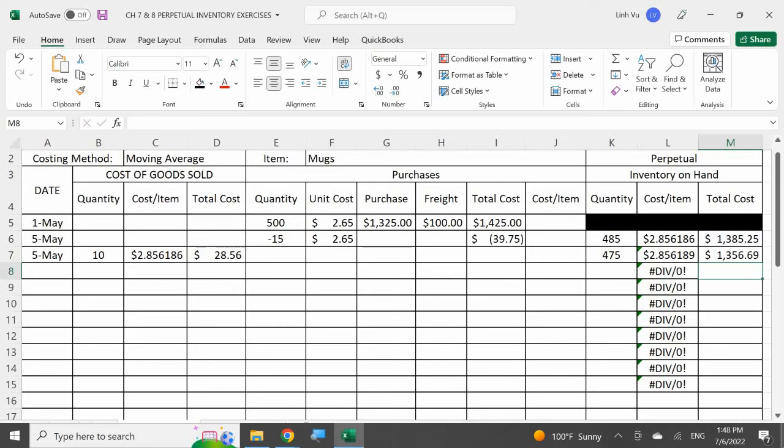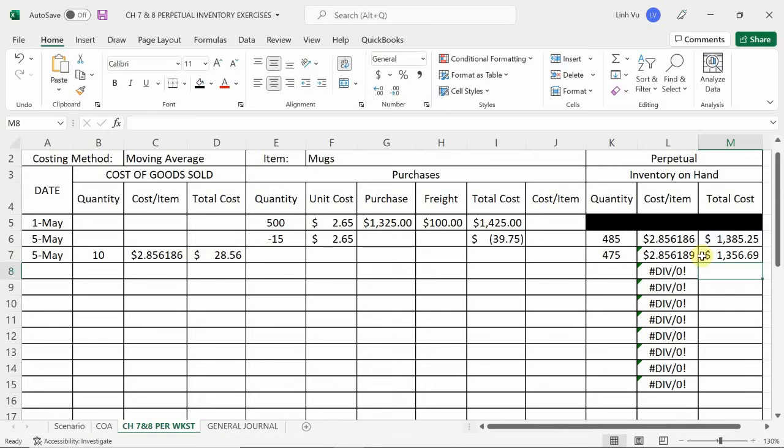It increased by 30,000th of a penny, because it's like six digits in. So in this case, I can go ahead and get rid of this. All right, so that's how we utilize the cost of goods sold section in the inventory worksheet.